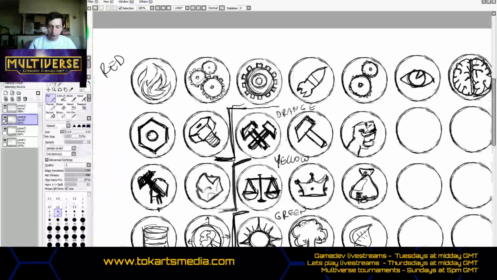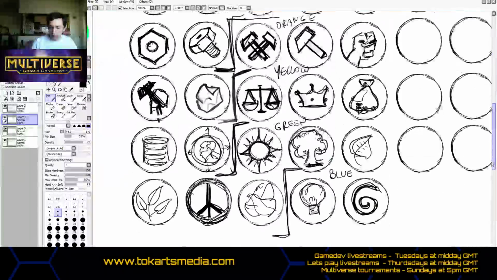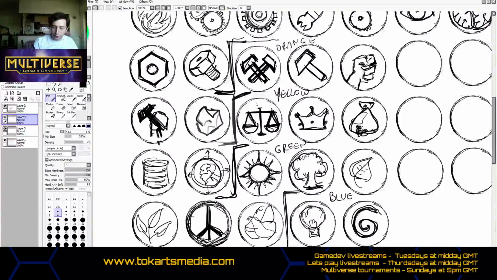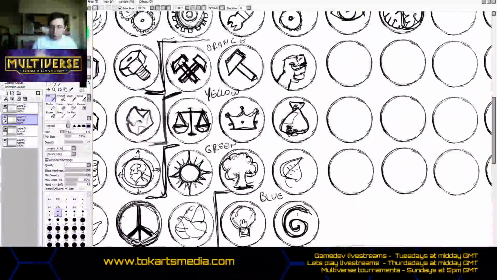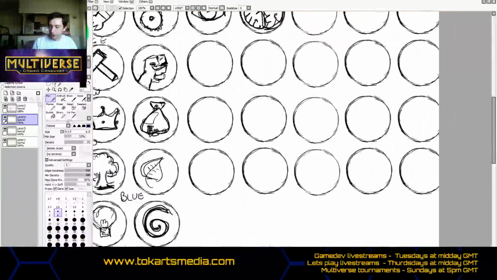So like, this is a very good symbol for red. This is a very good symbol for orange, which I think I'm going to use. This is very good, and this is very good for yellow. This is very good for green. Like, the simpler the better. This is probably the best out of these for blue.